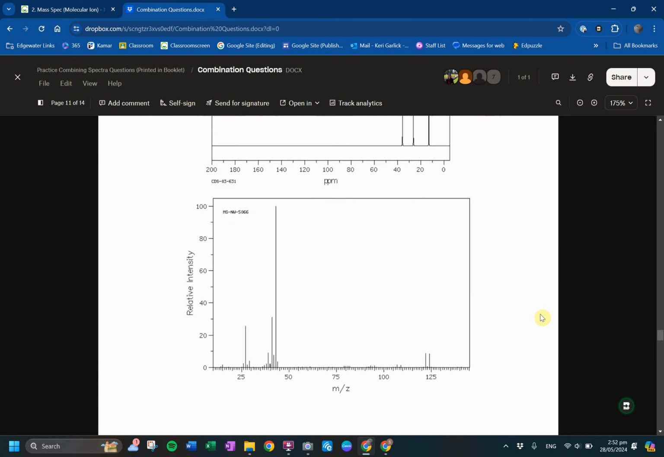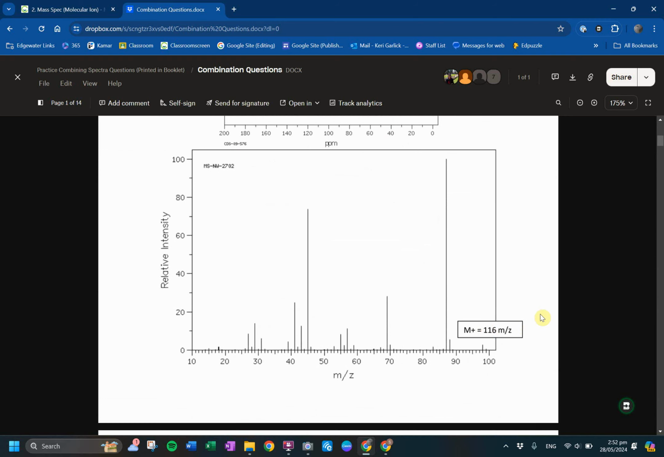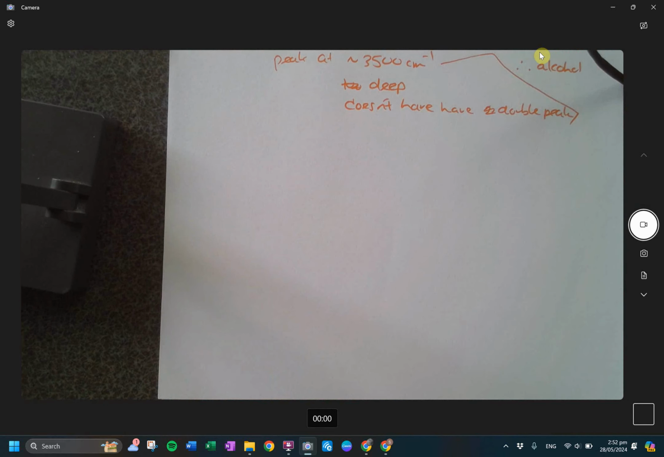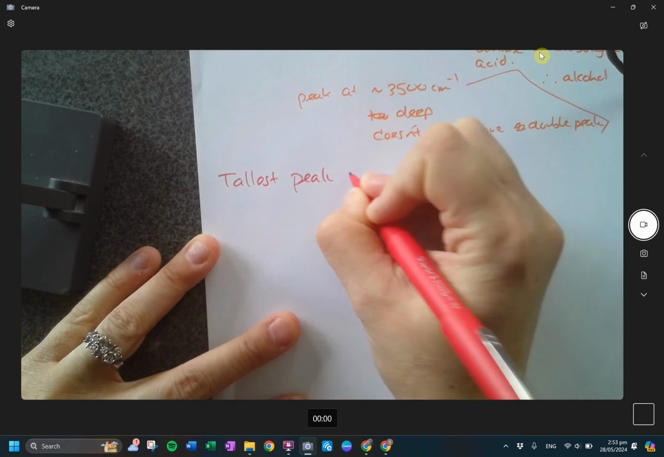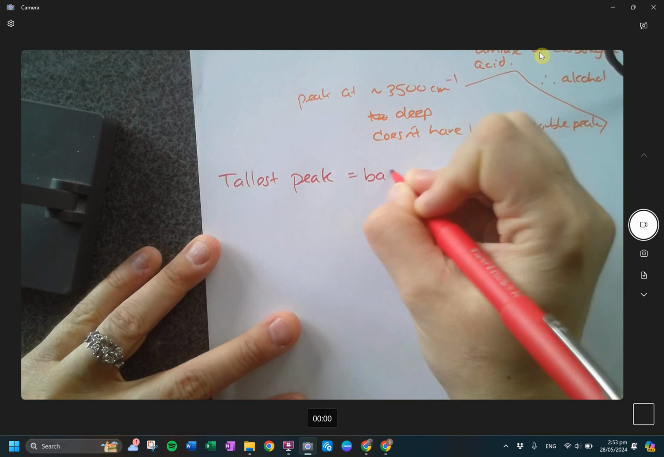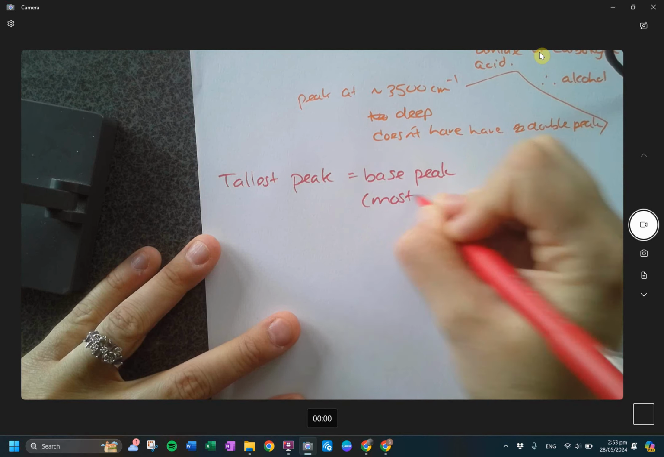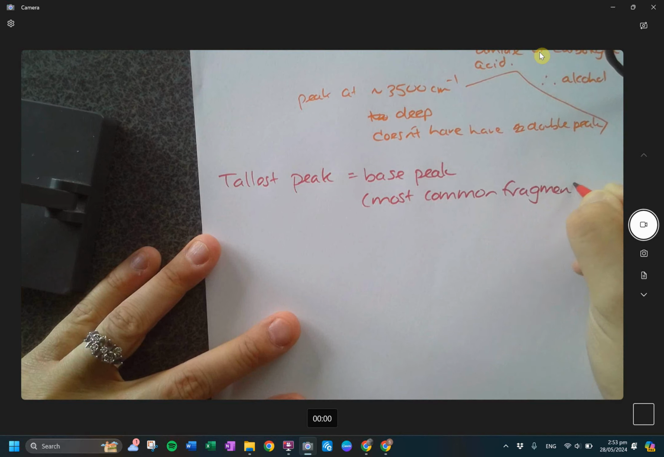Anyway, usually what I'll do is give you a hint if it's really hard to read, like this one here. Okay? Then let me tell you what you're going to do to figure out what this molecule is. So let's go back to this guy. Two things to keep in mind. Tallest peak is your base peak, which is the most common fragment. It's usually a fragment. It's very rarely the molecular ion.